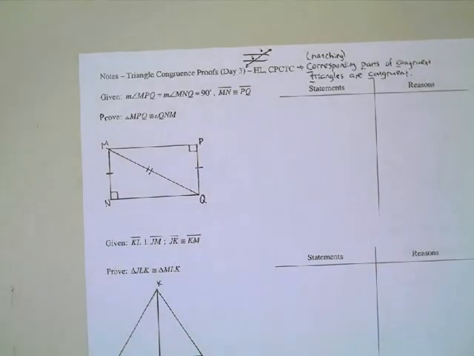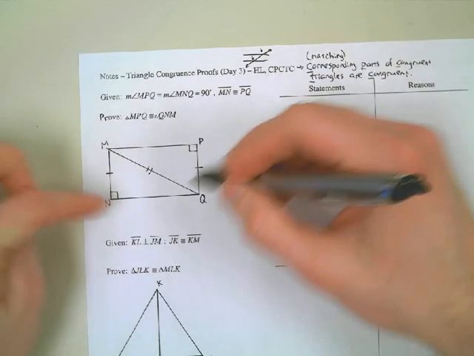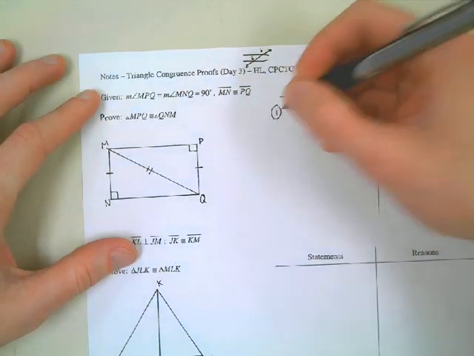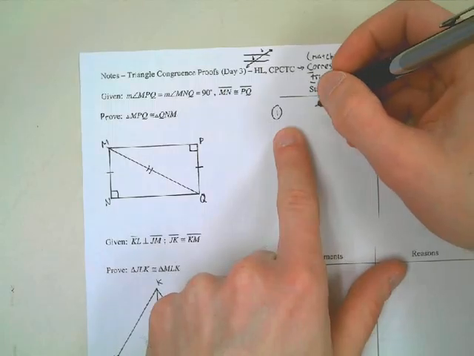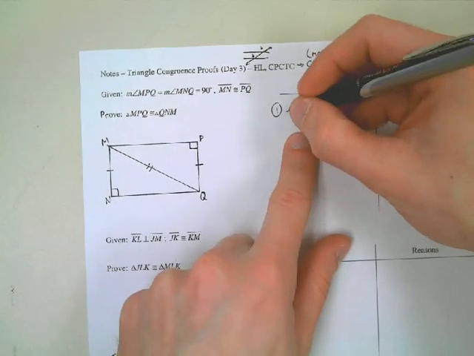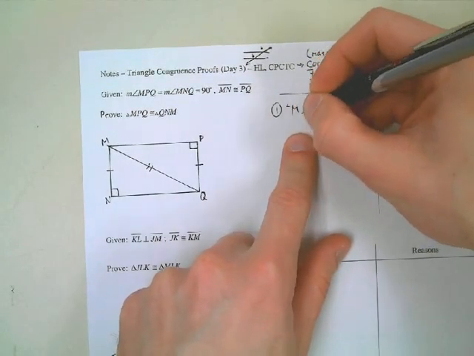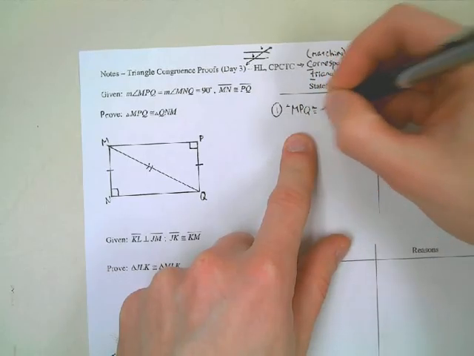All right. So perfect. So we have three pieces of information here. So let's get listing. So step one. Okay, we're going to list out that angle MPQ is congruent to angle MNQ. And how do we know that's true?